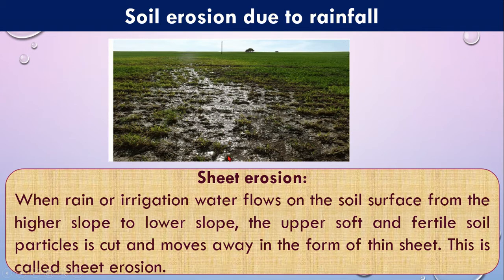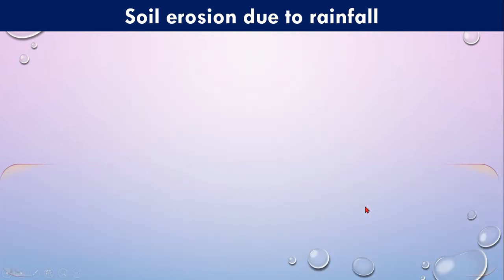If you have a look at this picture, you can observe this water, which might be rainwater or flood water. It moves from a higher slope to a lower slope. That is why the upper surface soft and fertile soil moves from one place to another like a thin sheet. This is called sheet erosion, and this is the first step of soil erosion.